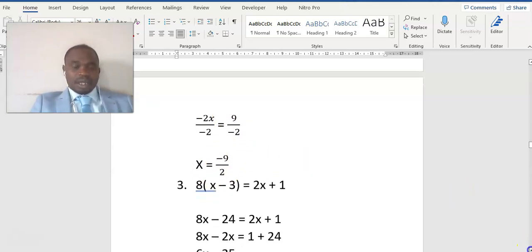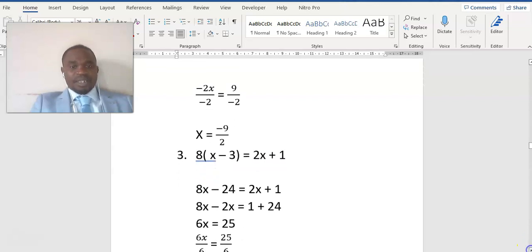Then our next question, it says solve for x. We should solve this one for x. So what do we do? Expand. 8 times x, 8x. 8 times 3, minus 24. Then we have our 2x plus 1. Then we need to transpose this 2x.